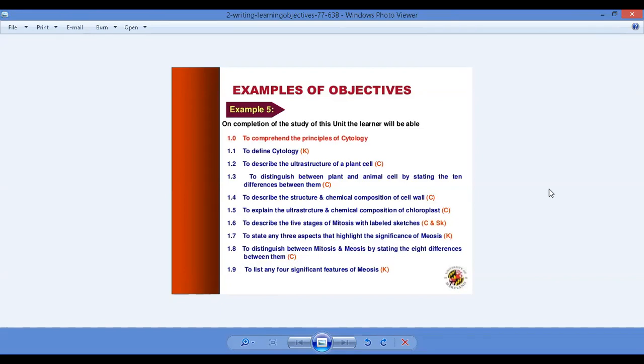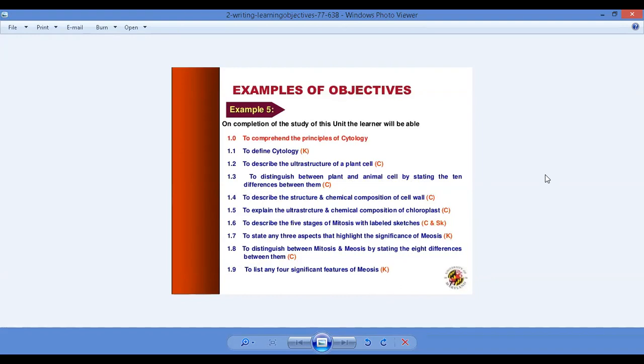Now what I want you to do is write 2 or 3 objectives like this. Try to follow 1.3 or 1.8. You can see that all the necessary information is there. The action verb is there, distinguish, and what they are going to do, how they are going to do it, and in which number, up to which level. So try to follow 1.3 and 1.8.